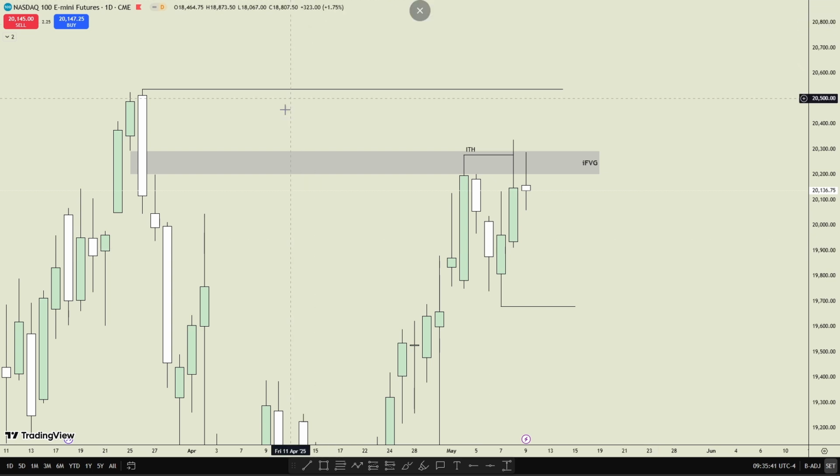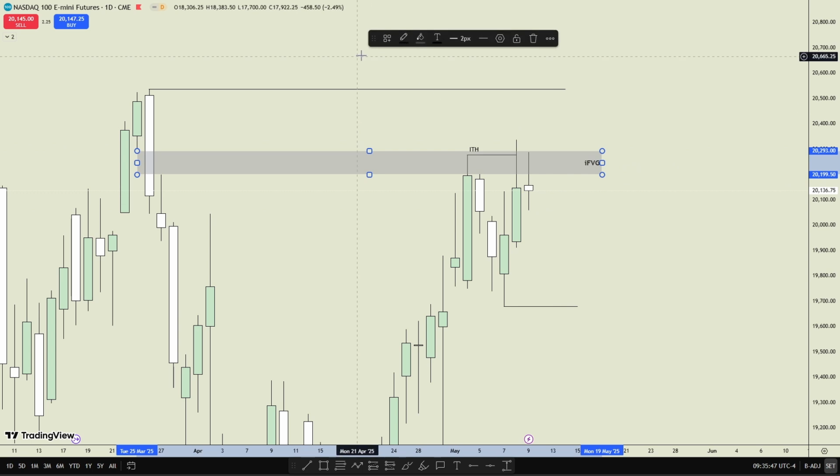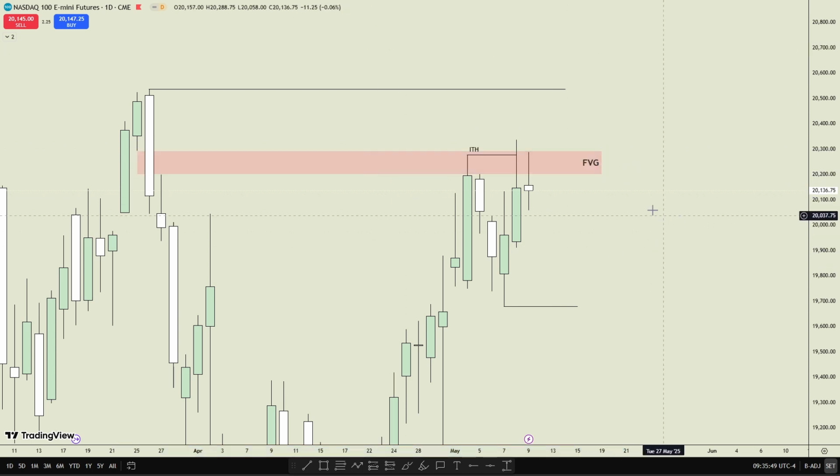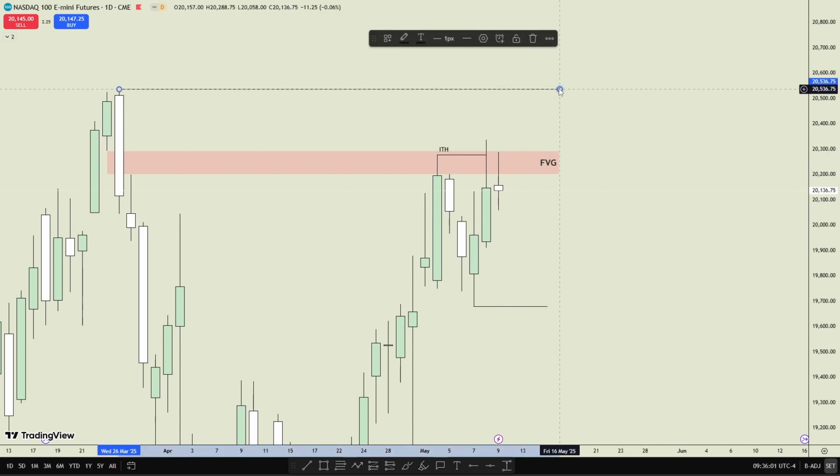I simply wait to see which fair value gaps are being respected, like this one currently being respected, so this is still a bearish fair value gap, and I wait for the ones that are being disrespected. So off this, I'm looking for selling opportunities. However, if come Tuesday, our Monday candle closes above this, then it is a valid longing opportunity.